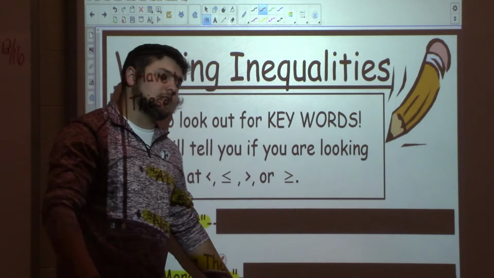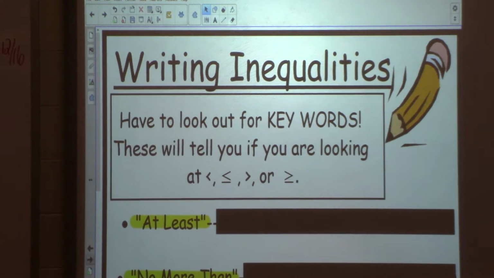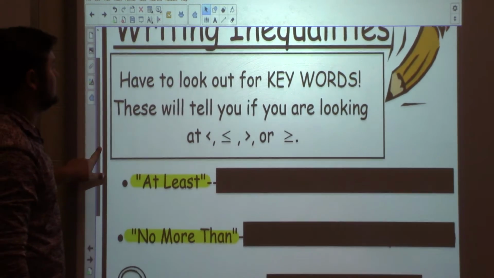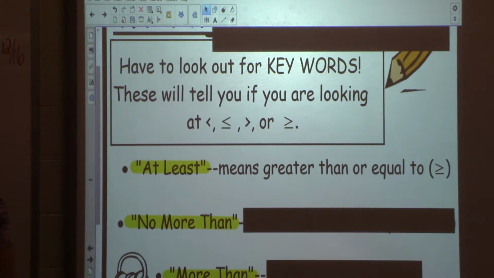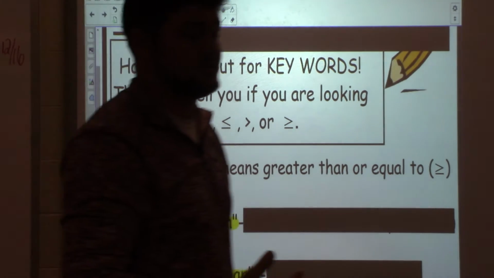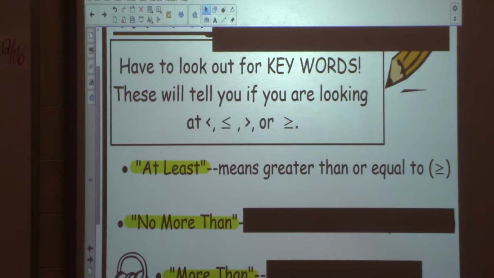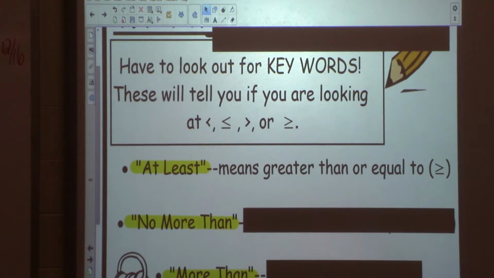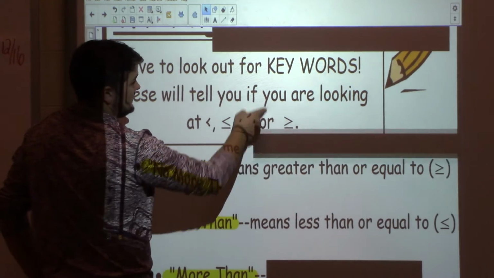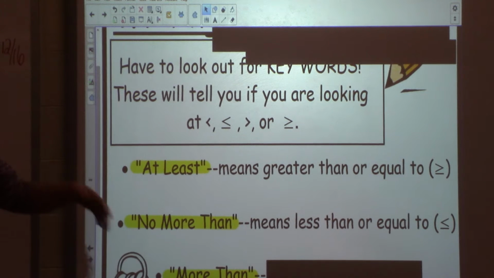Now, writing inequalities. We did this with our bell ringer a little bit. We're looking for keywords in our inequalities. At least is going to mean greater than or equal to. I need to make at least $500. That means at the minimum I can make 500, or I can make above it. So greater than or equal to. No more than means I can make that much or less than it, so it'd be less than or equal to. We're looking for these keywords in our problems.